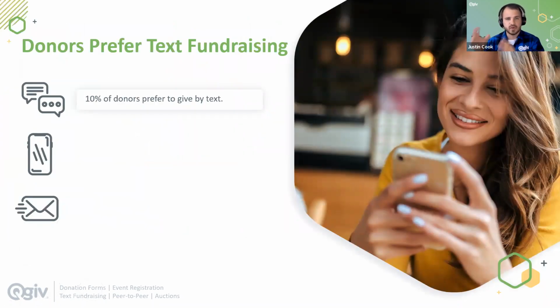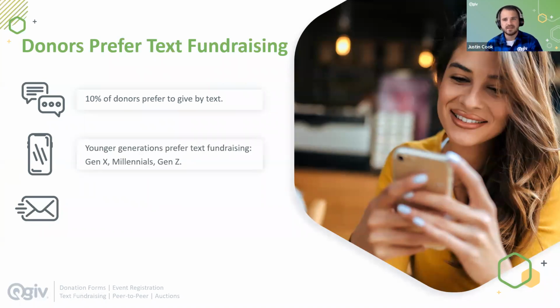Of the group of donors that we've surveyed over our generational giving report, we see that donors do prefer to give by text fundraising. So 10% of the people that we surveyed decided that text fundraising was their preferred option over email, social media, direct mail, phone calls, and any other giving methods that you have. So this is an option that your donors prefer. And we mostly see that the younger generations prefer text fundraising.